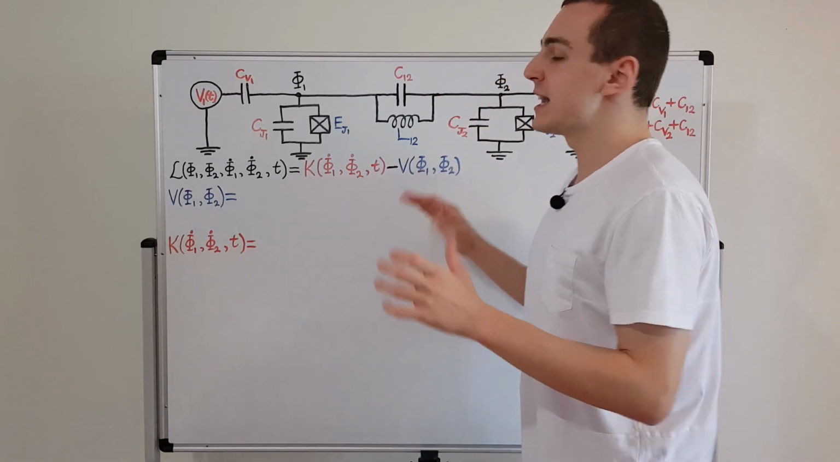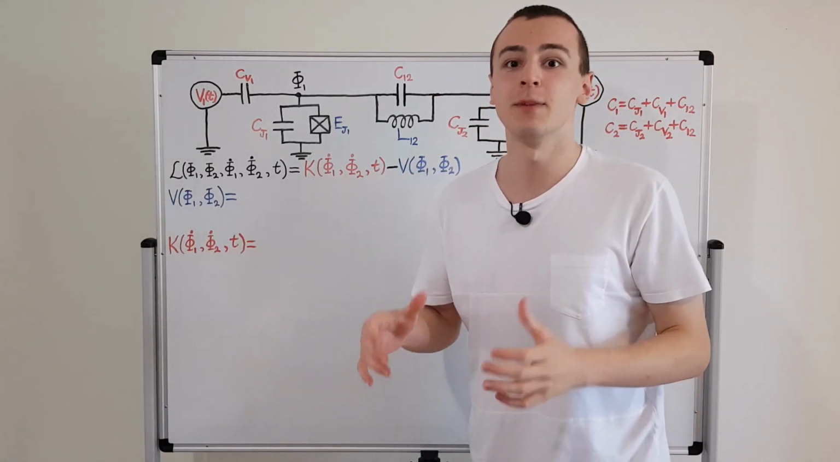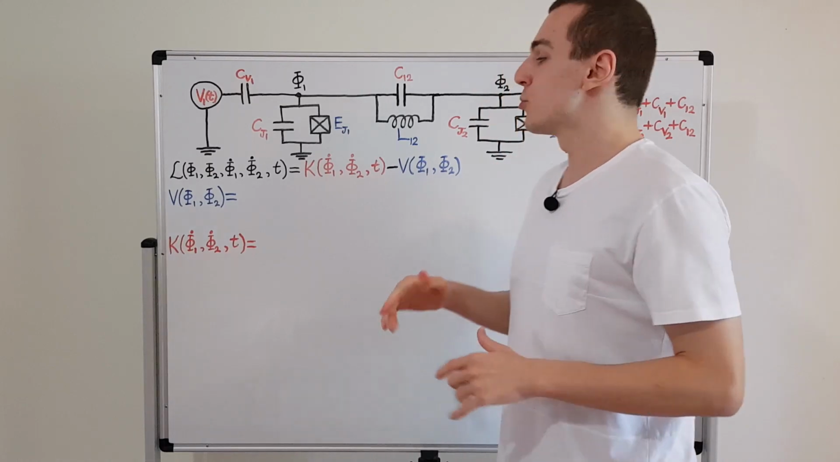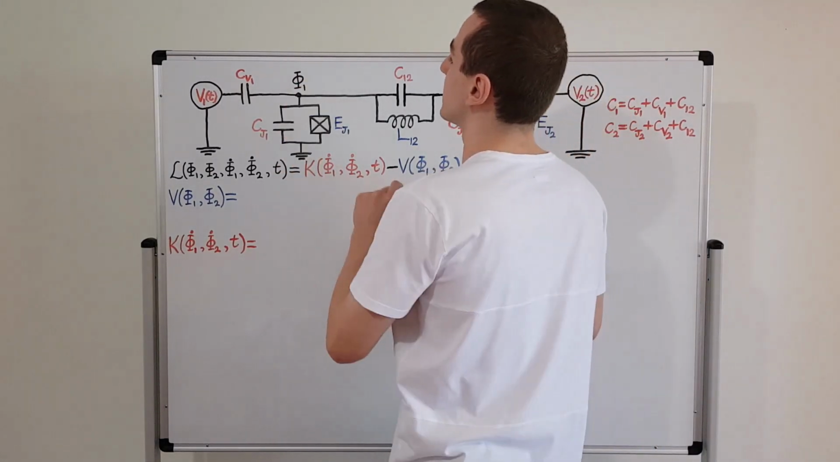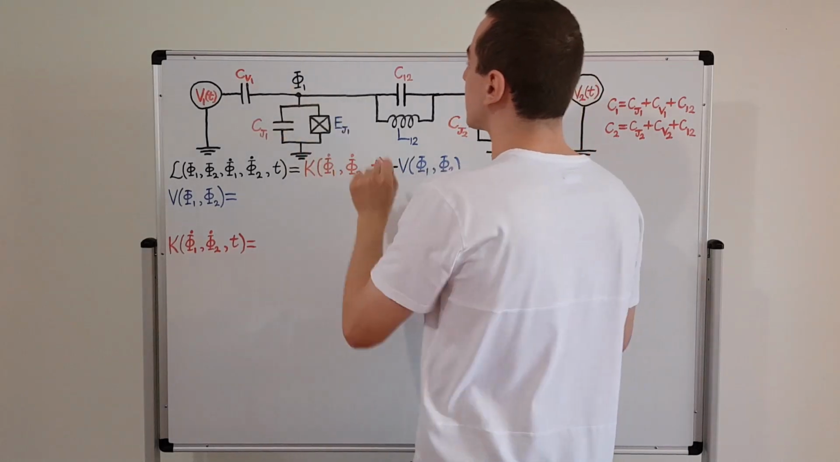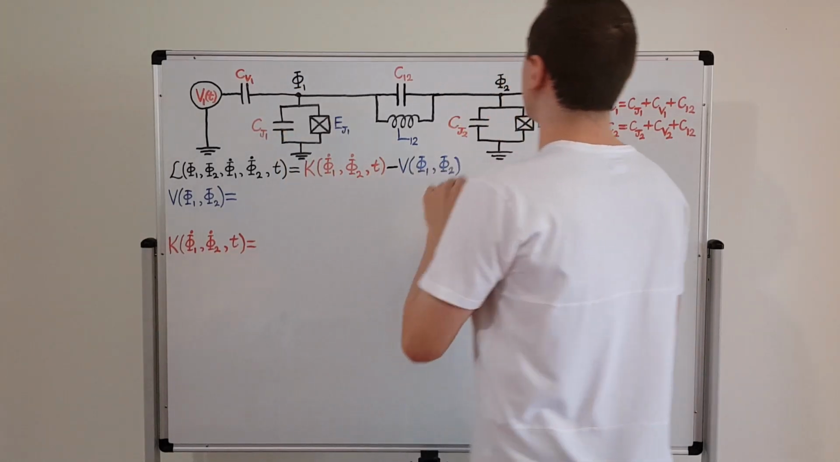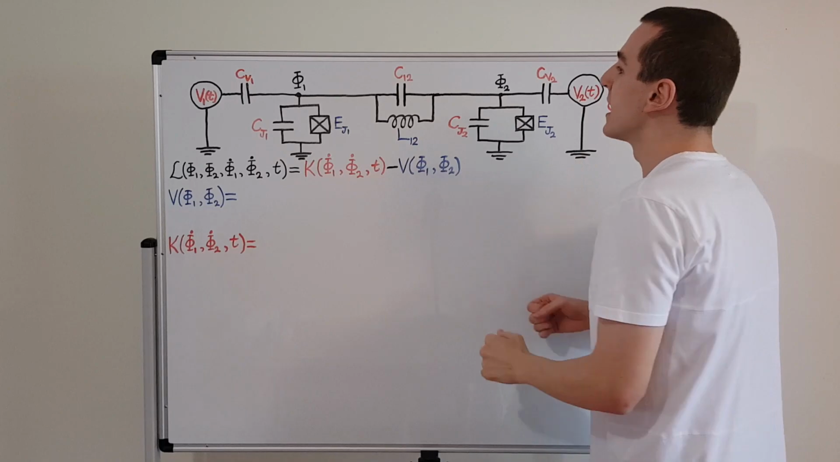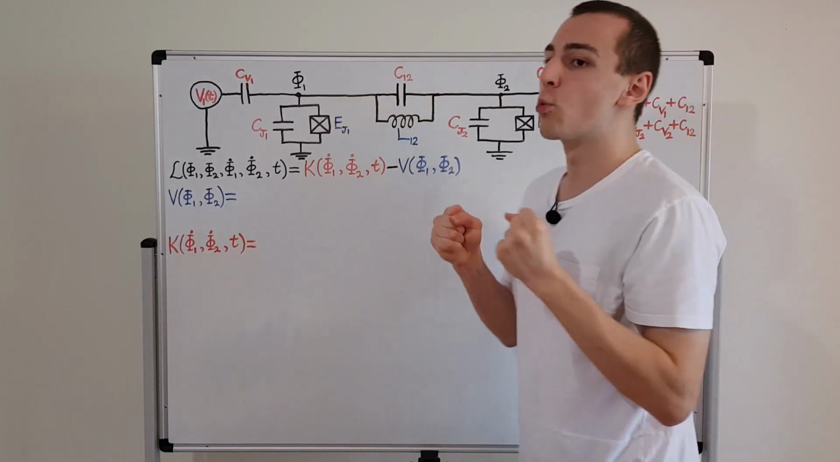But there's no position or angles over here. This is an electrical system, not a mechanical system. So what we can use is the flux. This capital phi over here is the flux. So we have the flux at this first oscillator and the flux at this second oscillator. That is what we're going to use as our coordinate.